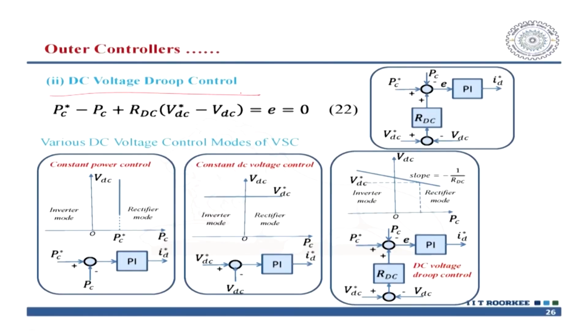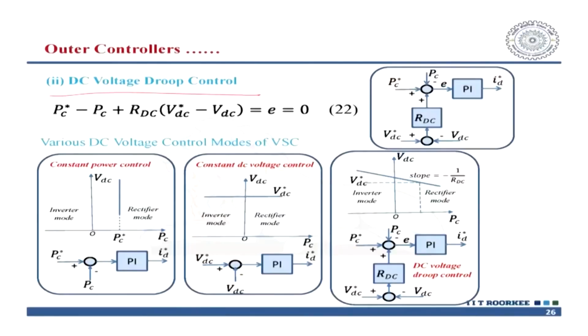Sometimes it is very useful, because once you find that voltage is drooping, that is applicable not only to power quality issues, but also to the distribution system, especially when we are talking about a DC microgrid, where these features go a long way. So, PC minus PC star minus PC RDC minus VDC star minus V should be equal to 0. Then you say that you are maintaining a constant voltage.